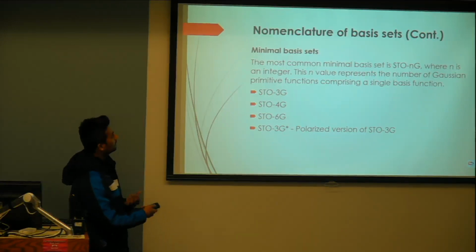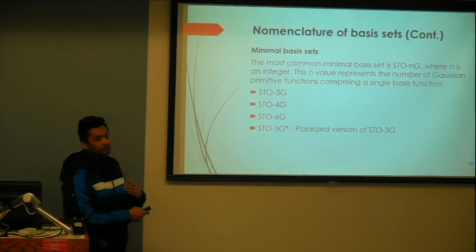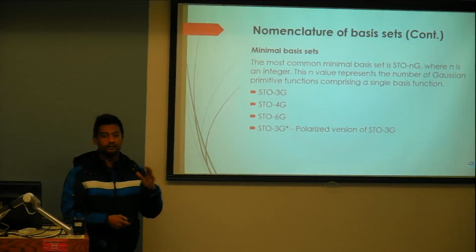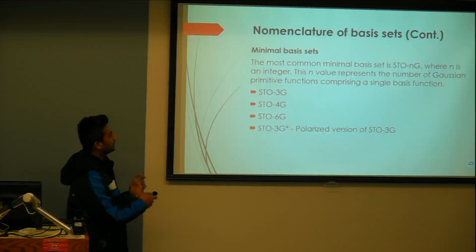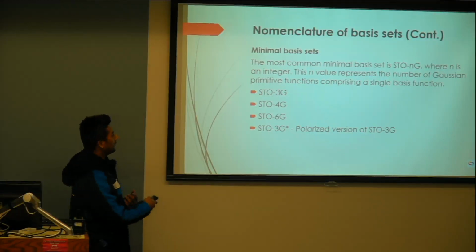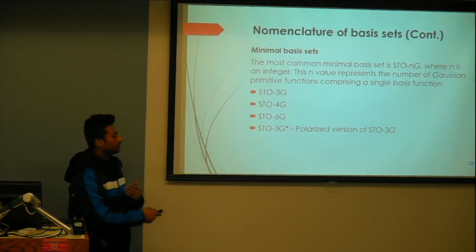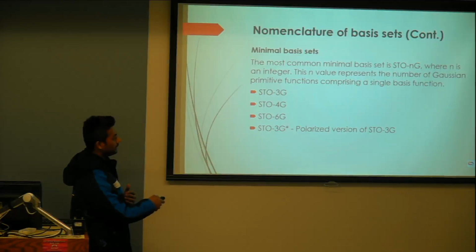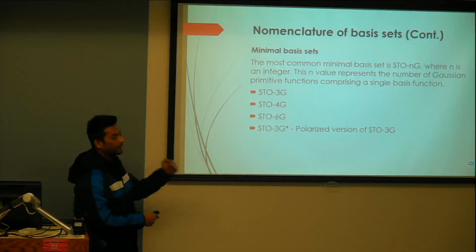Now the nomenclature of basis sets. As I said, there are a lot of basis sets, and I will discuss a couple of them. First of all, the minimal basis sets are the most commonly used type, as Mahek already discussed. STO-3G: STO means Slater type orbital, and 3G means three primitive Gaussian functions are used. Here four, here six are used. And the star is used because they also use the polarization function.